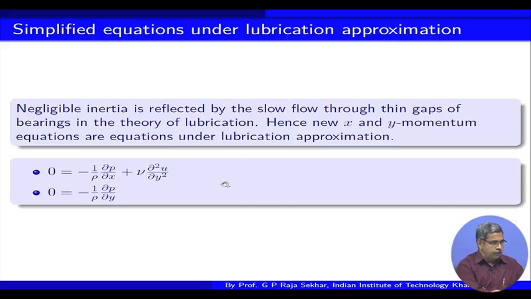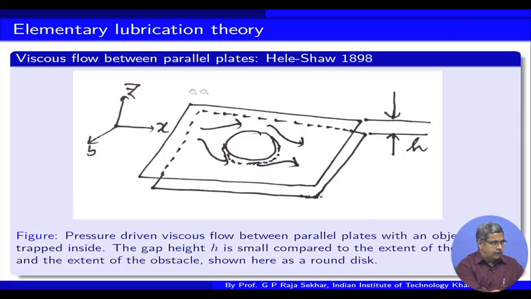Before we do that, there are a lot of applications, as I mentioned. One application is flow between thin plates with some objects included. This is popularly known as Hele-Shaw flow. Here very thin plates are in close contact and there is an object placed. This can be a solid object and sometimes viscous drops. There are several applications of this problem, and it is very popular.